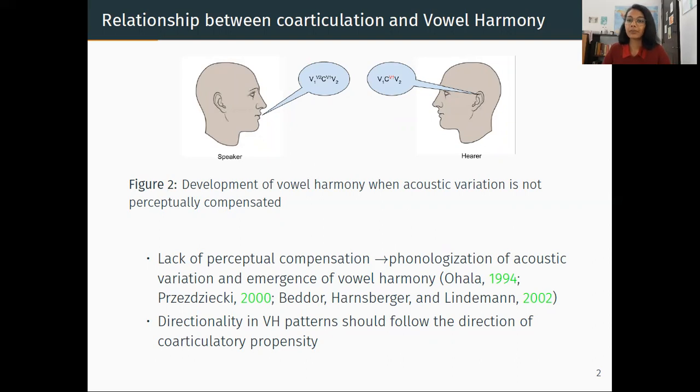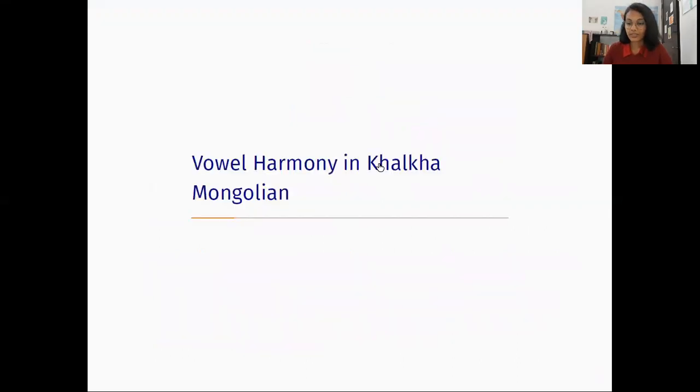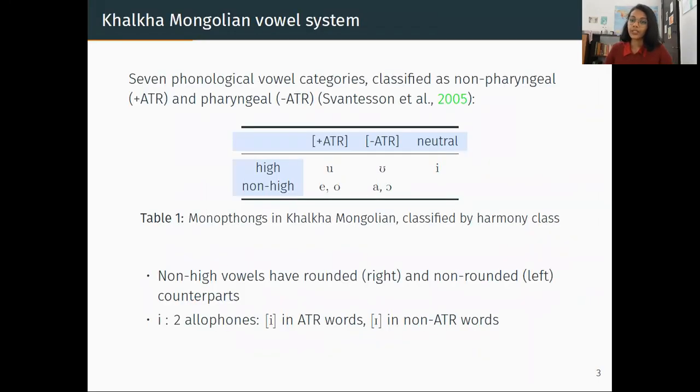Given this relationship between the processes, we are interested in what happens synchronically within a system where this has already happened. And we'll look at such a system here. This is the vowel system of Khalkha Mongolian. There are 7 monophthongs, and this is an ATR harmony system. So vowels in non-compound words must have the same value for this feature.